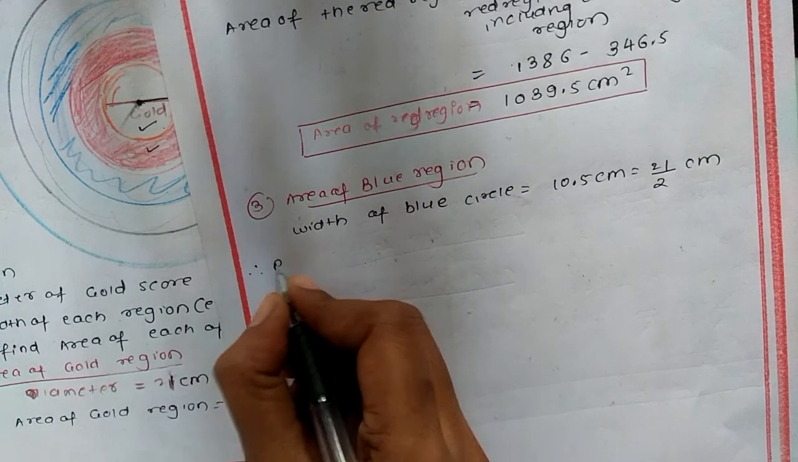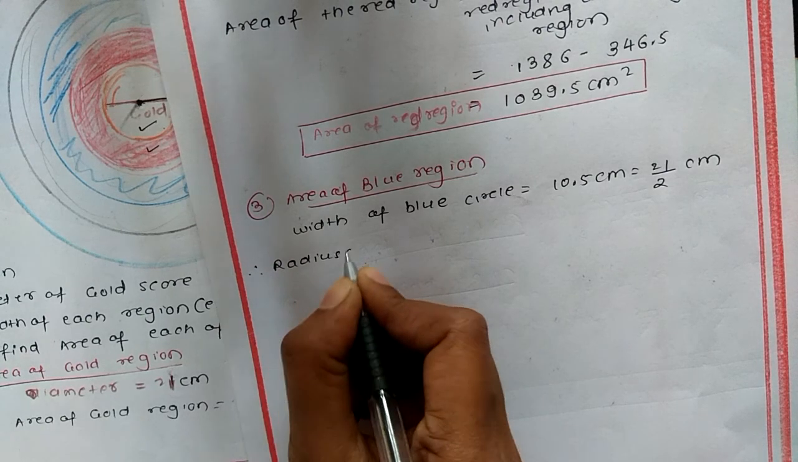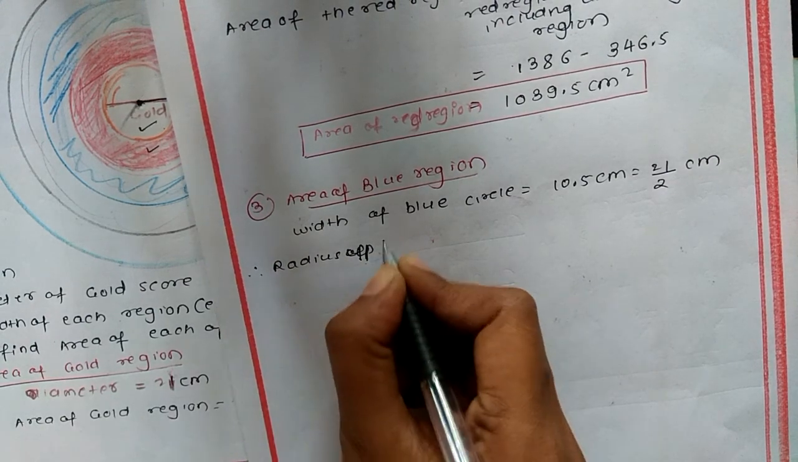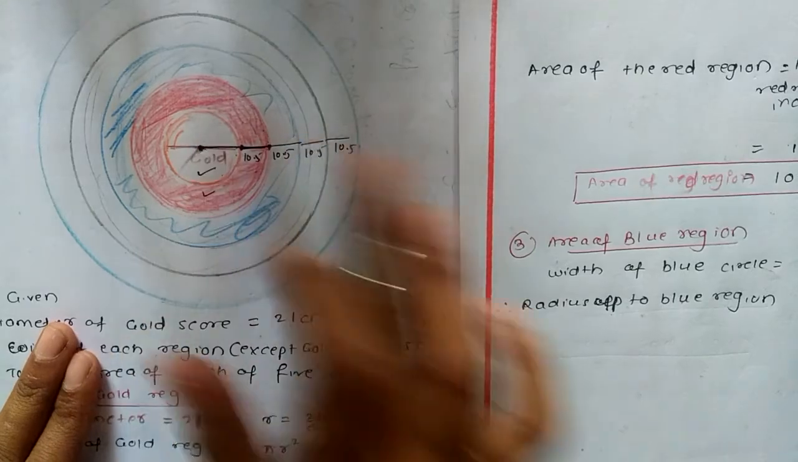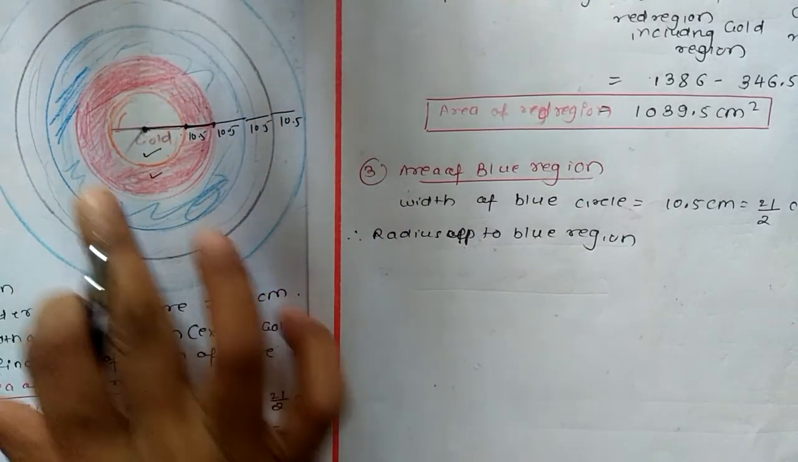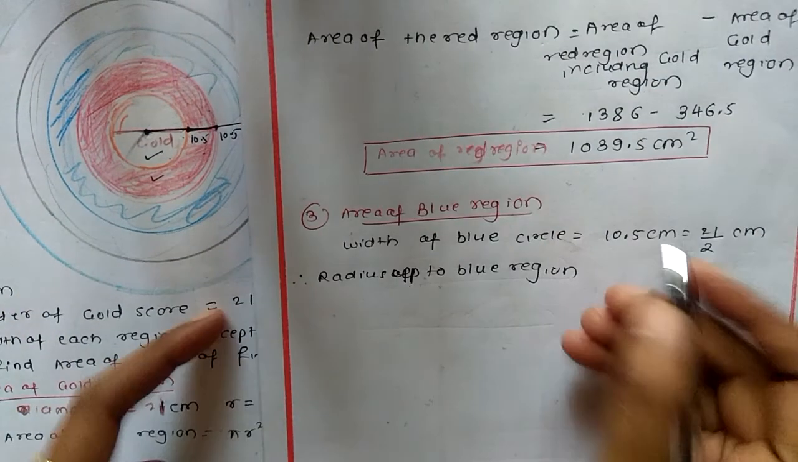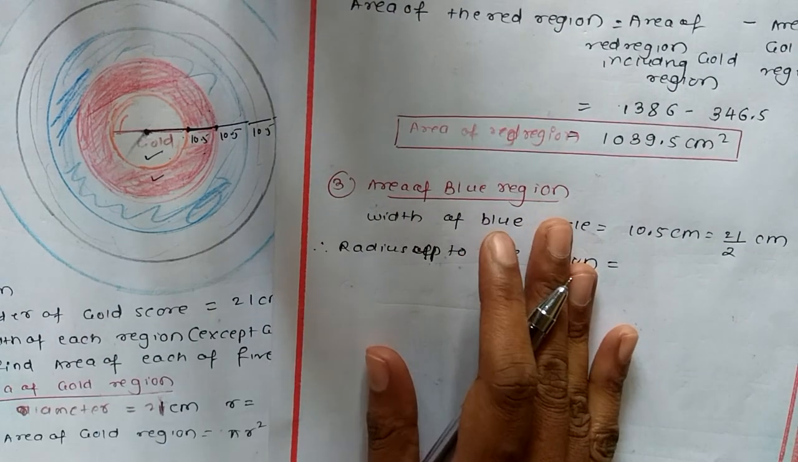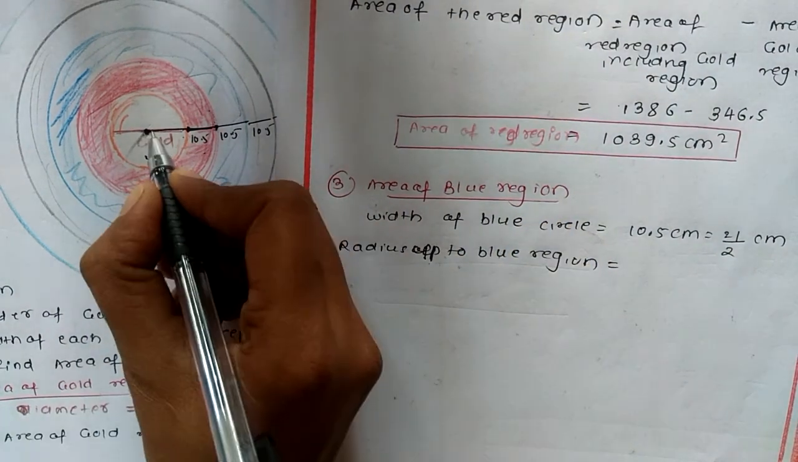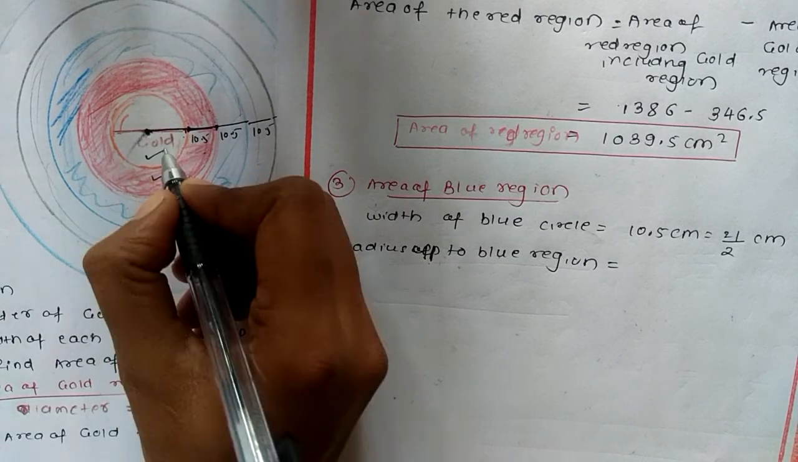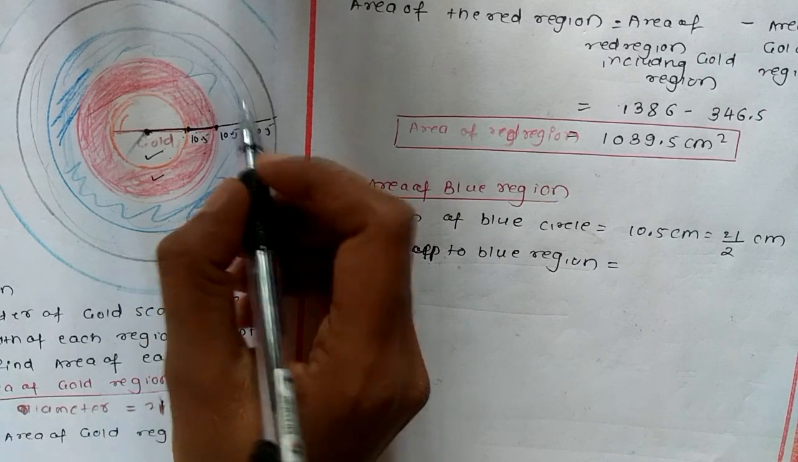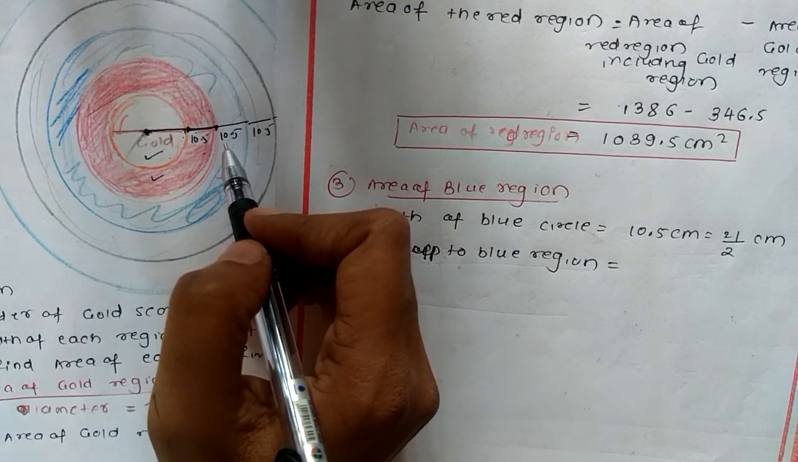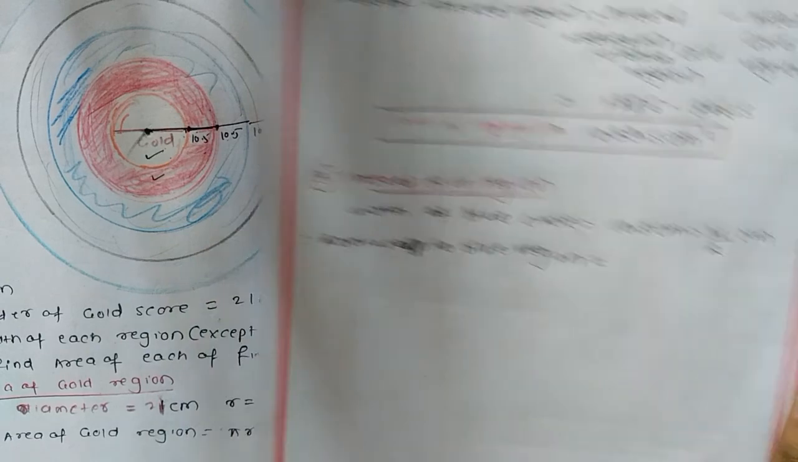Next, therefore, we have to find out the radius up to the blue region. So from the center, you have to find the radius up to the blue region, because we want to find out the area of the blue circle. So that will give what? Radius of the gold region plus the width of the red region plus the width of the blue region. So these three you have to add.